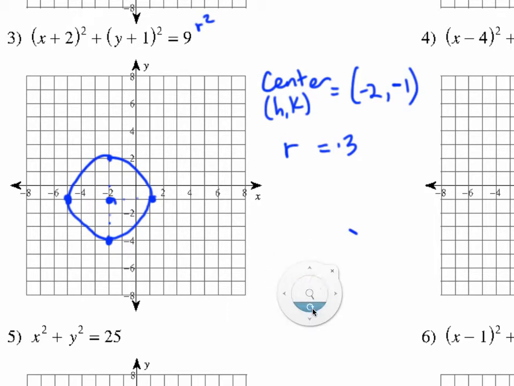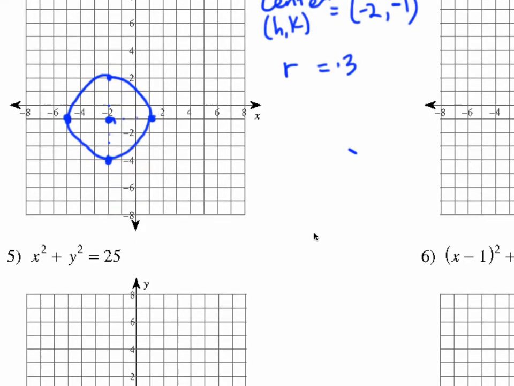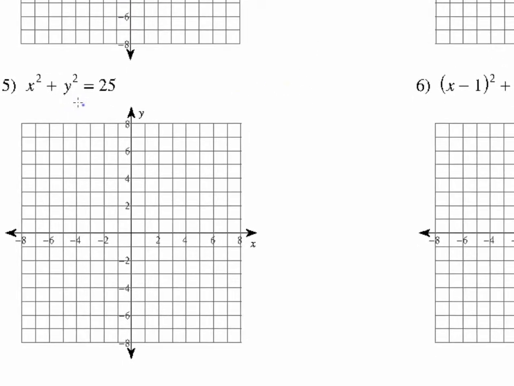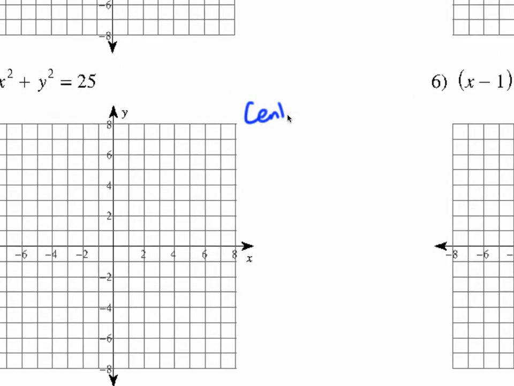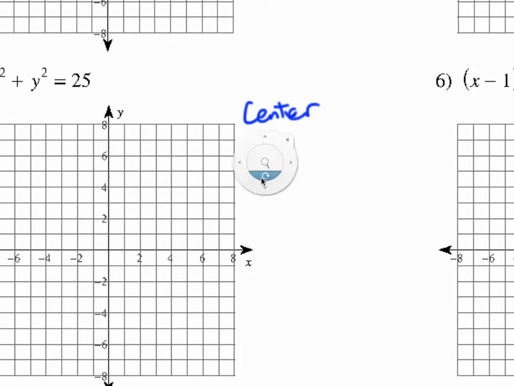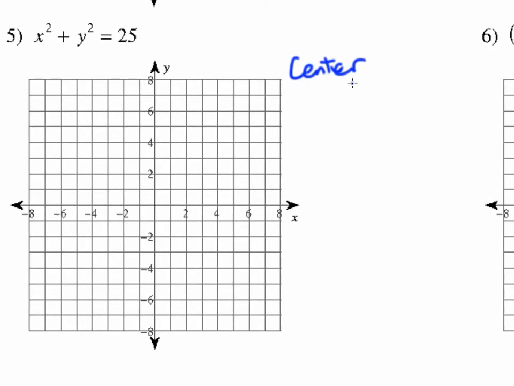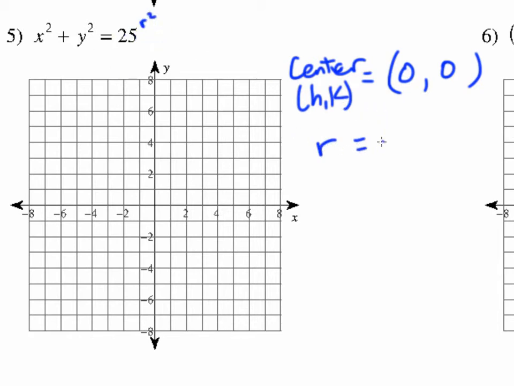Okay, let's come down here. Number 5. So what is our center, our h comma k? Well, again, there's nothing being subtracted, so your h is 0. Your k is also 0. Your radius, what is your radius? Well, this is r squared, so what's the square root of 25? Your radius is just 5.